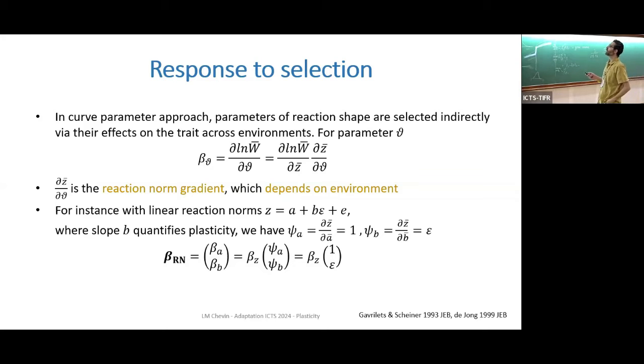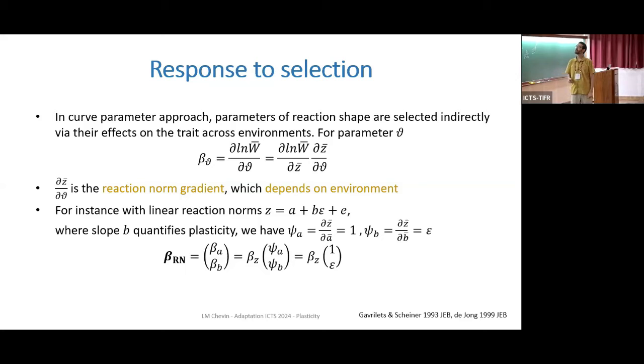So, for a given parameter theta, the intercept, the slope, whatever, you can find the selection gradient on it, and it's just this chain rule that we discussed. It's the selection gradient on the trait times this thing that you could call the reaction norm gradient, which is how the mean phenotype changes, the derivative of the phenotype relative to this parameter, for instance. This is kind of implicit in the theory, but it comes in the computations actually. So you might as well give it a name, the reaction norm gradient, if you want. And this depends on the environment.